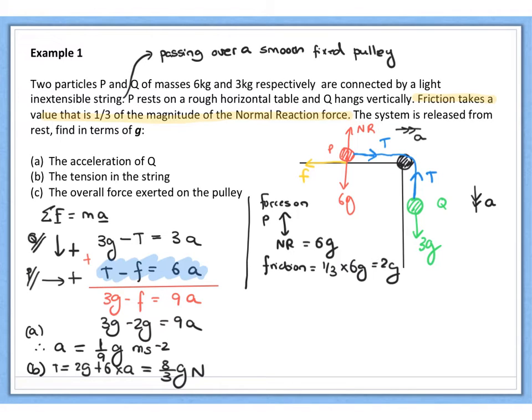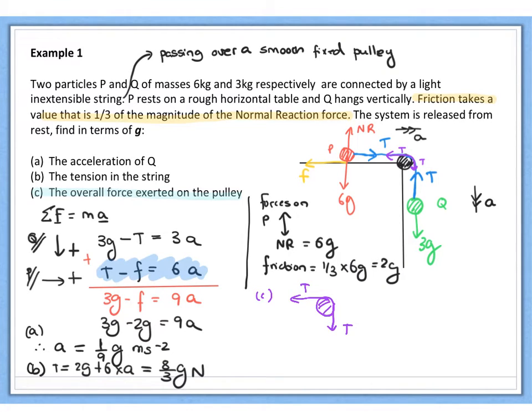Now, the last part of this question, question C, asked us to find the overall force exerted on the pulley. So let's think about the forces acting on the pulley. So the blue tension forces you can see in the diagram are acting on particles Q and P. There must be equal and opposite tensions acting on the pulley. So if I draw the forces acting on the pulley, there'll be tensions like that. You can see them in purple. So here is the pulley, and it's being acted on by a T force like that and a T force like that.